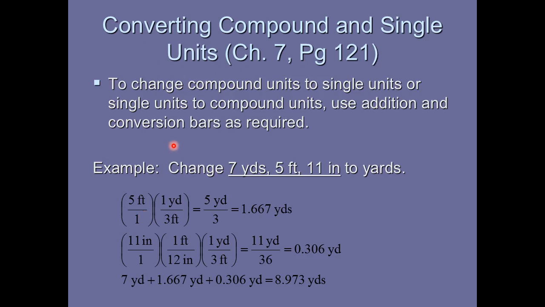Now again, this is converting a compound unit to a single unit. So let's say you change 7 yard, 15 feet, 11 inch to yard. You can do it separately. For example, you convert 5 feet to yard using the conversion factor between yard and feet. And then inch, you use the conversion factor to convert it to yard, and then you already have 7 yards, so you add everything and make everything yard. So that means you have something in compound unit, you change it to a single unit. See what I'm saying?